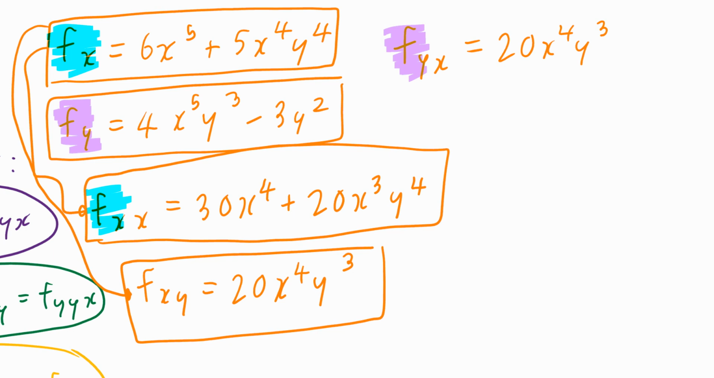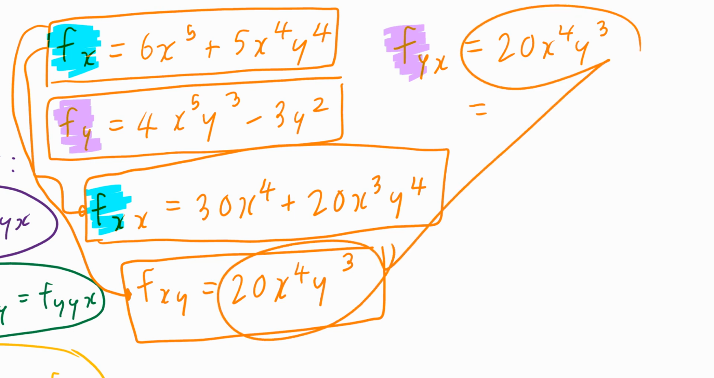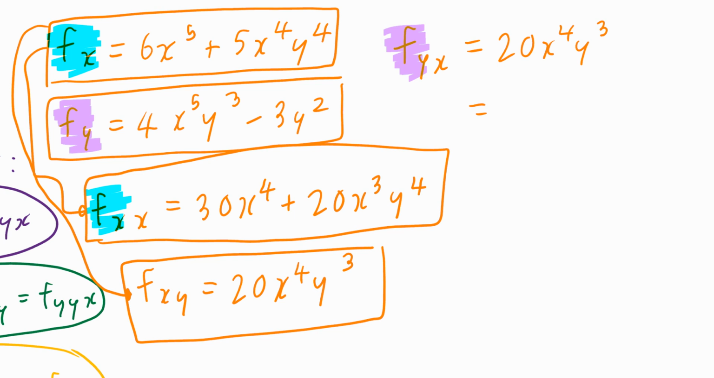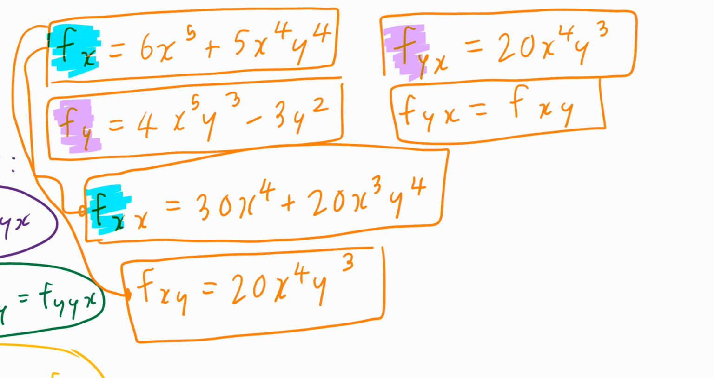Now, what do you notice? This is the same as this, which means fyx equals fxy, which we talked about from the beginning. So again, it's not a surprise, right? I'm going to put a check mark to verify one of the 3 ideas that we have talked about so far.